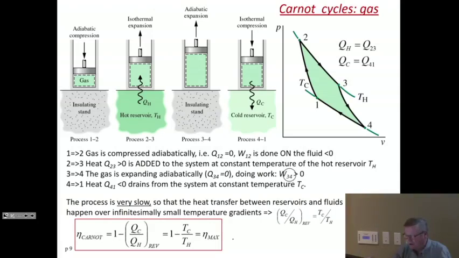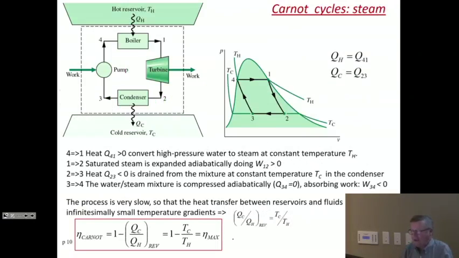The net work done is W34 minus W12, and W12 is a compression, W34 is an expansion that does work, where the system does work on the outside. And the efficiency, W34 minus W12 over the heat that you have paid for it, QH, is QC over QH, which is 1 minus TC over TH, which is the maximum efficiency. Here is a steam cycle, which is also a Carnot cycle. So this is an ideal Carnot cycle.